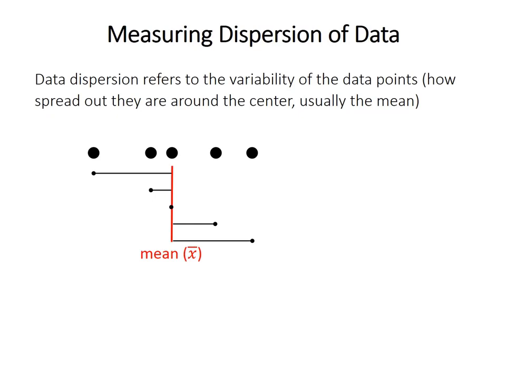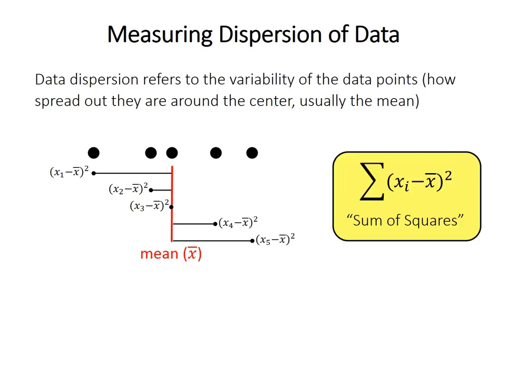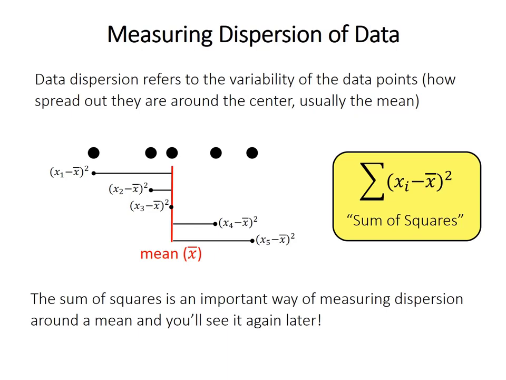So what we do is, instead of just using the actual distance, we use the squared distance from every point to the mean. You subtract the mean from every point and then square that number. This will convert those negative distances into positive numbers. These are then summed up, or all added together, to give a measure called the sum of squares. Just the sum of the squared distances from each point to the mean. This is an extremely widespread and important way of measuring dispersion, around the mean at least. And it'll come back again, we'll see it later on.